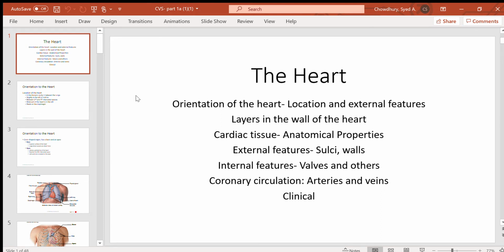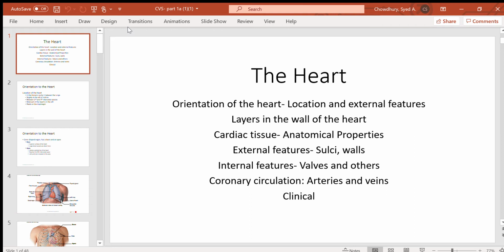Everybody. Today I'll talk about the main organ of the cardiovascular system, which is the heart. First, we'll talk about the location and external features of the heart. That means where the heart is located inside your body and the structures you can see from outside.